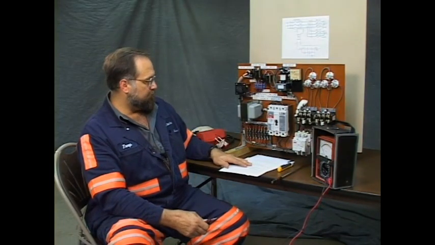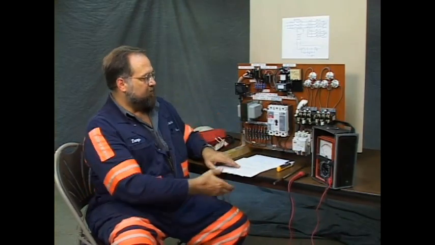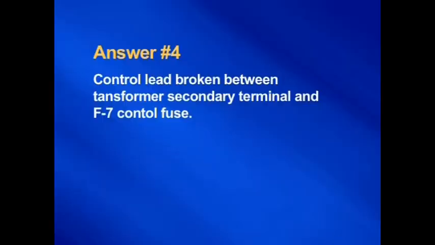Our problem here, should the apprentice draw this, his answer will be, he has a control lead broken between transformer secondary terminal X2 and the line side of the F7 control fuse. That's it.